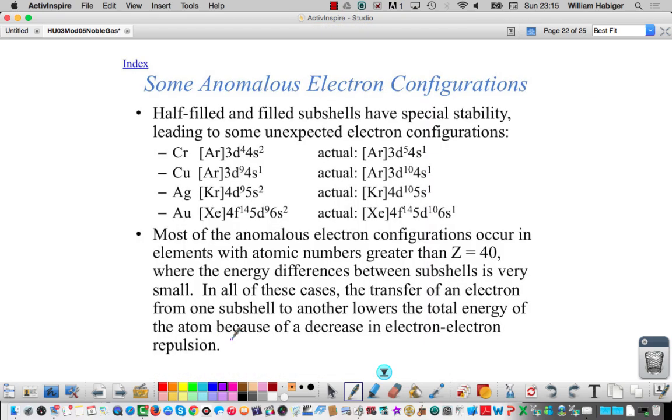The electron configurations of some elements don't match the expected electron configuration. For example, chromium's expected electron configuration would be argon 3d4 4s2. Its actual electron configuration is argon 3d5 4s1. As it turns out, half-filled and filled subshells are stable configurations of the atom. So in some circumstances, atoms will rearrange their electrons to lower the total energy of the atom. If you are in honors chemistry, you will need to know which elements do this and what their actual electron configurations are.